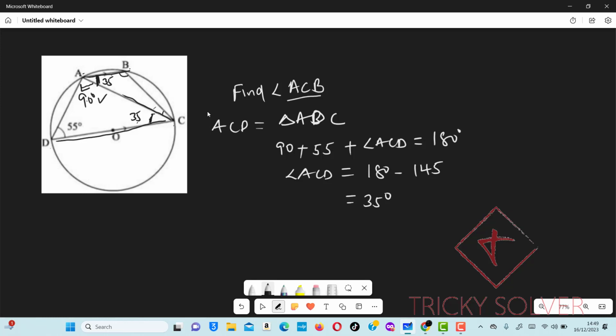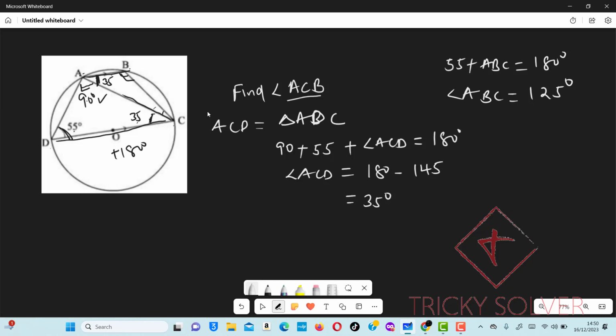The remaining angle will be angle ABC. So how do we get angle ABC? That is the question. Now, if you look at the whole figure inside the circle, ABCD is a quadrilateral, and the opposite interior angles of a quadrilateral are always supplementary, which means they add up to 180 degrees. Therefore, 55 plus angle ABC is equal to 180 degrees. Therefore, angle ABC is 125 degrees.